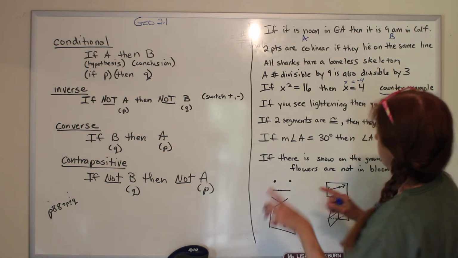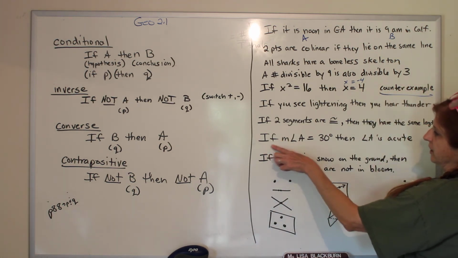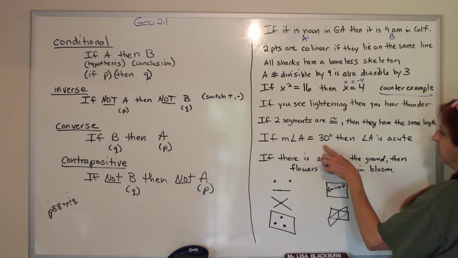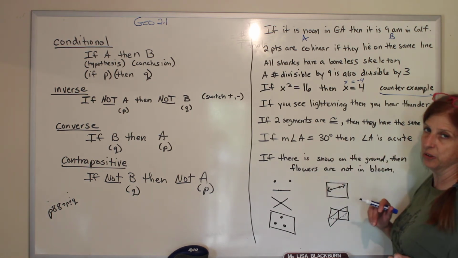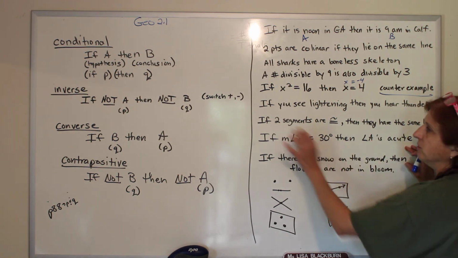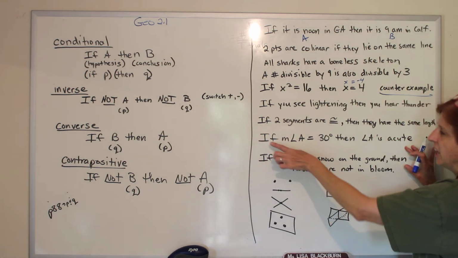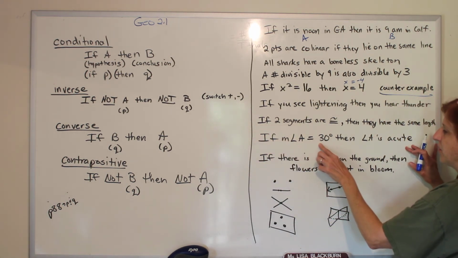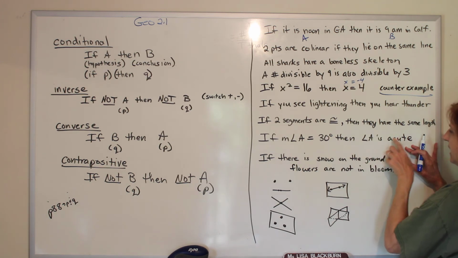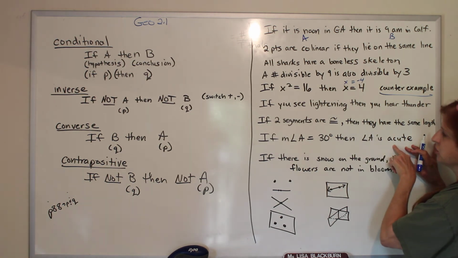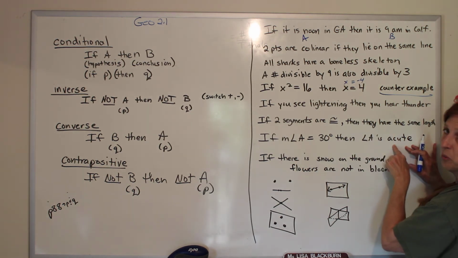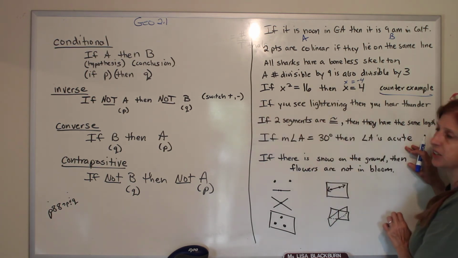Let's try this one. This is the original. If the measure of angle A is 30 degrees, then A is acute. Okay, so that's original. Now we're going to do inverse. If the measure of angle A is not 30 degrees, then angle A is not acute. That's not true. It could be 31 and still be acute. But that's just how you would write the inverse.